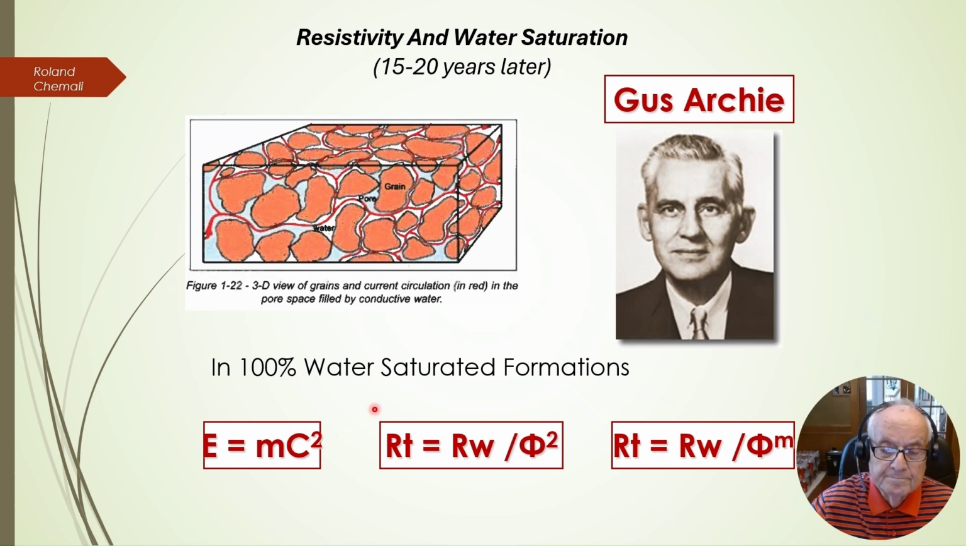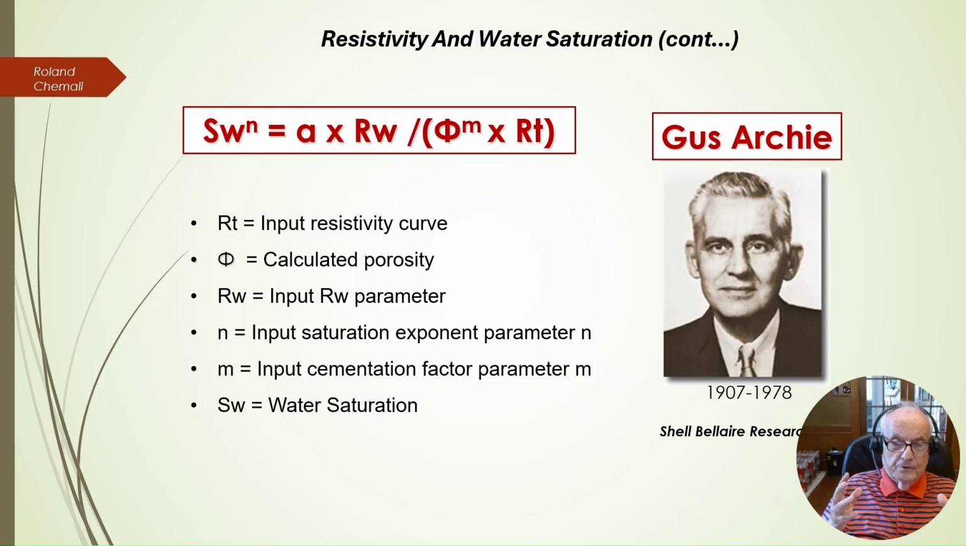So remember that we are not in the business of drilling for salt water. We are in the business of finding hydrocarbon. So he introduced the water saturation SW as being the fraction, SW to the power N, N being the saturation exponent parameter, is equal to A. N is default to 2. A defaults to 1. It's a fudge factor coefficient.